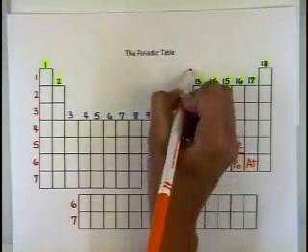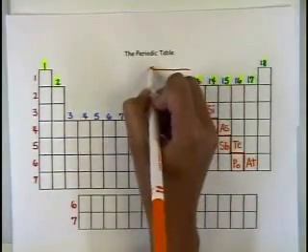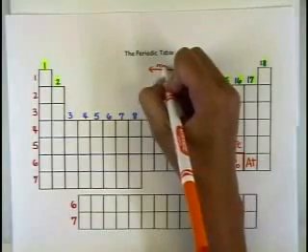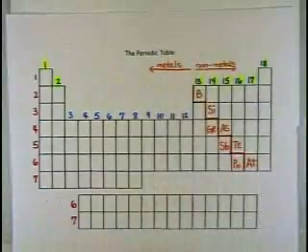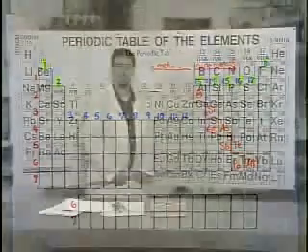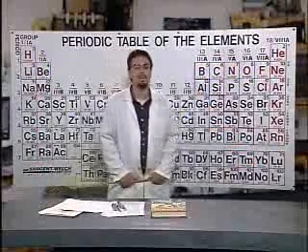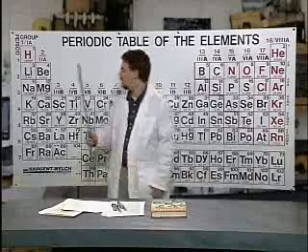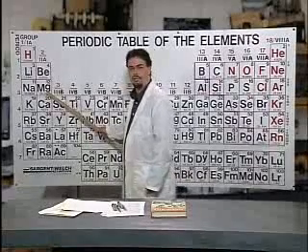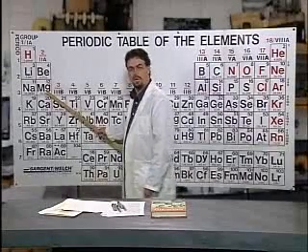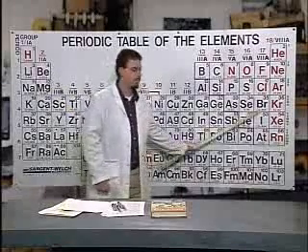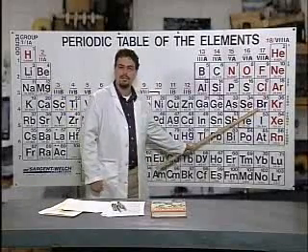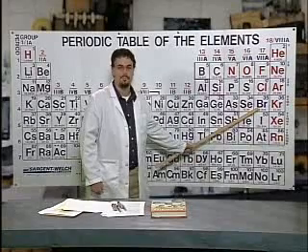But what about the rest of the elements? Well, everything to the left of the zigzag line is a metal, and everything to the right of the zigzag line is a nonmetal. So let's look back at our 2 examples from earlier. Magnesium lies to the left of the line, so it is a metal. And bromine lies to the right of the line, so it is a nonmetal.